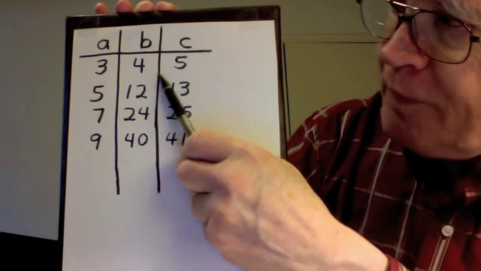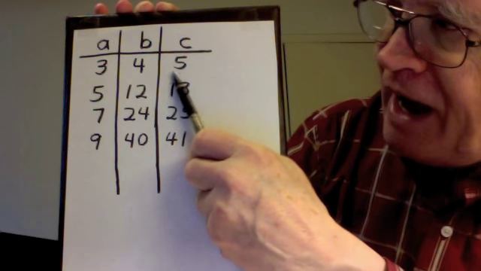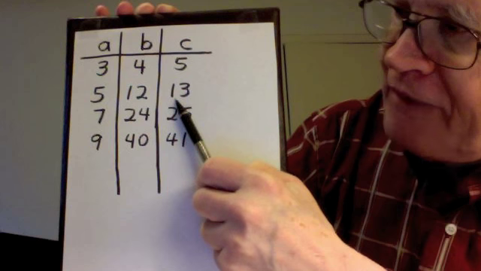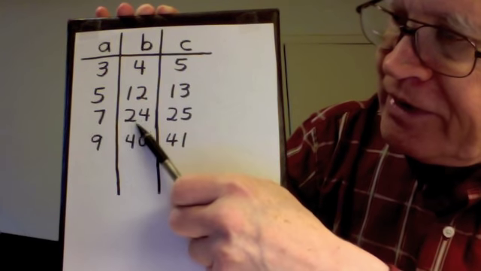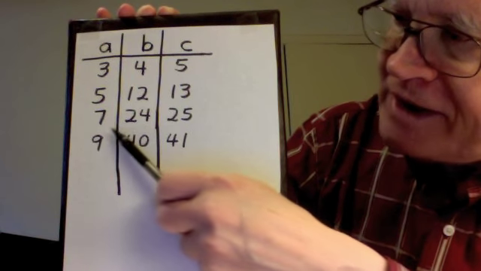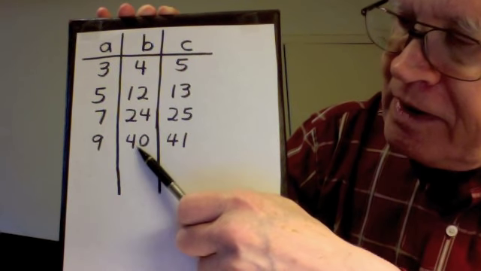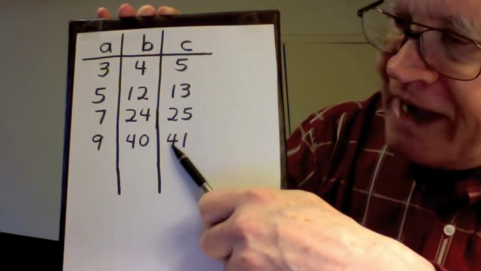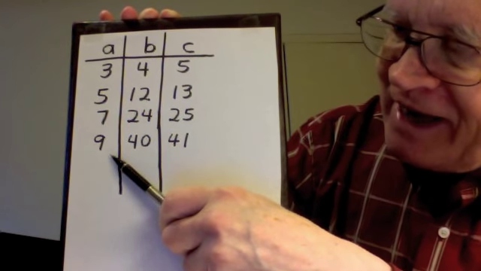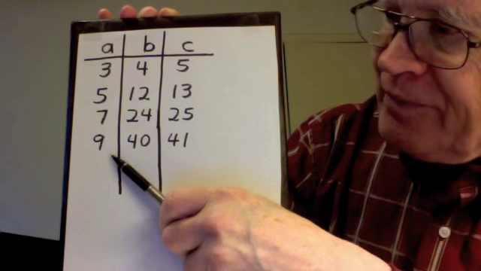I notice that 4 plus 5 is 9, and 9 is 3 squared. 12 plus 13 is 25. 25 is 5 squared. 24 plus 25 is 49. 49 is 7 squared. 40 plus 41 is 81. 81 is 9 squared. That is a consistent pattern.